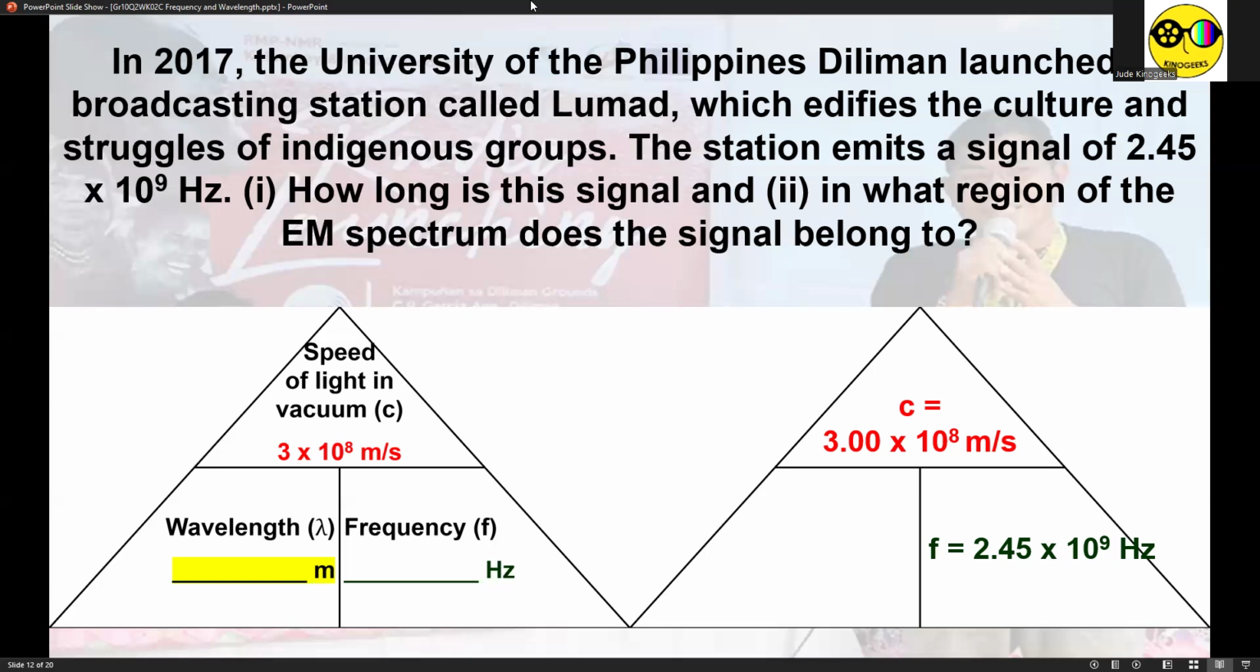Using your calculator, that's 3 times 10 to the power of 8 divided by 2.45 times 10 to the power of 9 hertz. That will give you 0.12 meter, or 1.2 times 10 raised to negative 1 meter, which is actually very short.